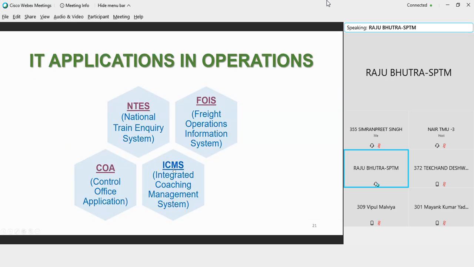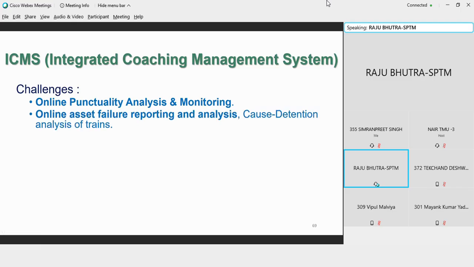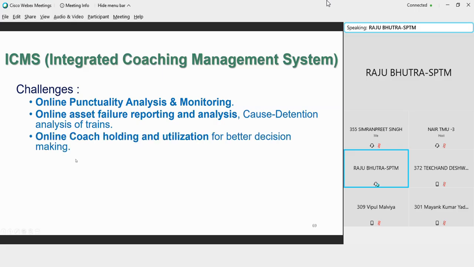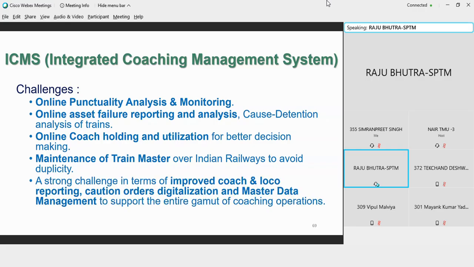Now we have a look at the Integrated Coaching Management System. Challenges are online punctuality analysis and monitoring. So whatever punctuality analysis and monitoring is required, it can be done using ICMS. Then online asset failure reporting and analysis can be done. Online coach holding and utilization. What is the coach utilization and holding? That can be known. Maintenance of train master over Indian Railways to avoid any duplicity.